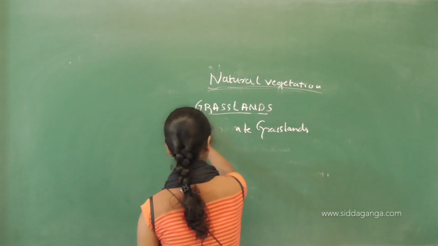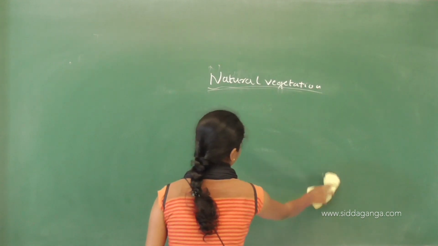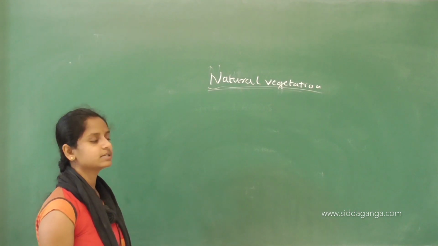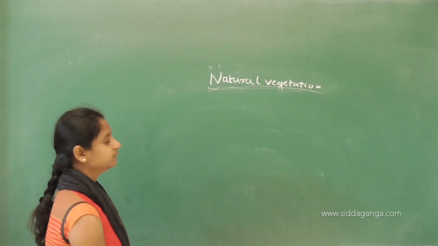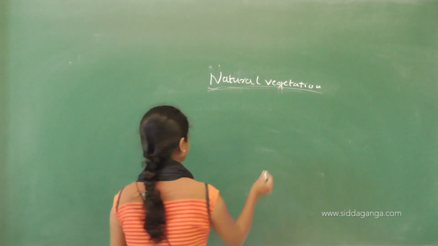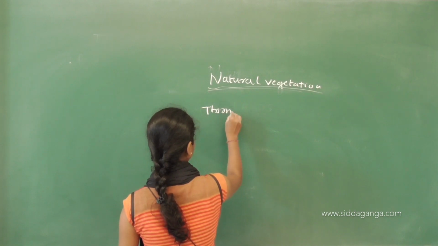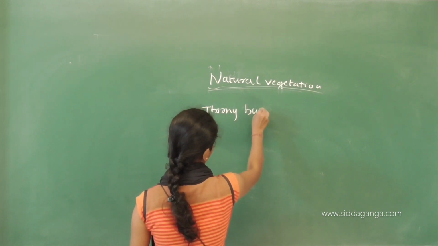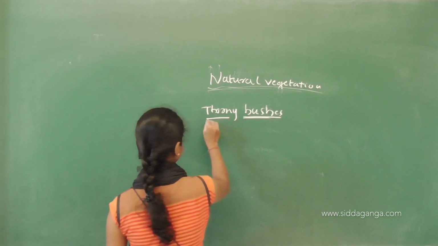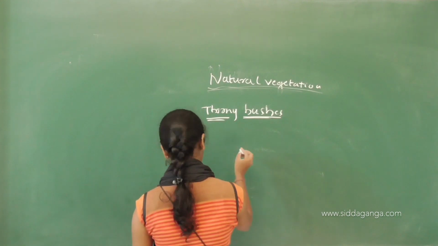Now we will see about the grasslands. In the grasslands we have seen temperate grasslands and the tropical grasslands. Now we will see about the shrubs or bushes, the thorny bushes. Okay, now we are seeing about the thorny bushes.